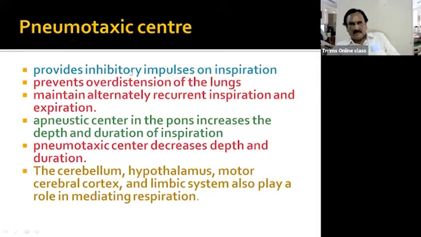The pneumotaxic center provides inhibitory impulses on inspiration, prevents overdistension of the lungs, and maintains the alternately recurrent inspiration and expiration. Apneustic center in the pons increases the depth and duration of inspiration. Pneumotaxic center decreases the depth and duration of respiration. Cerebellum, hypothalamus, motor cerebral cortex, and limbic system also play a role in mediating respiration. These points, note down.